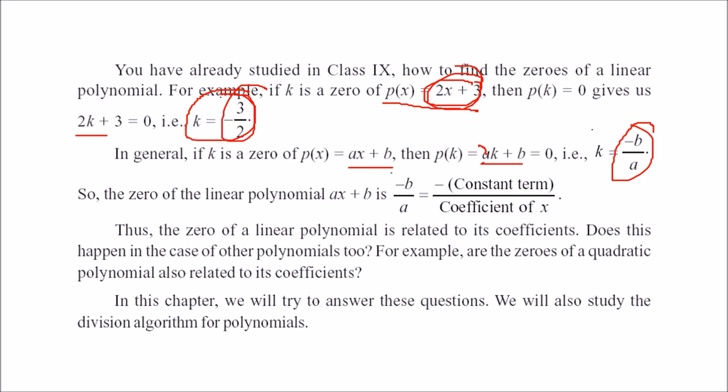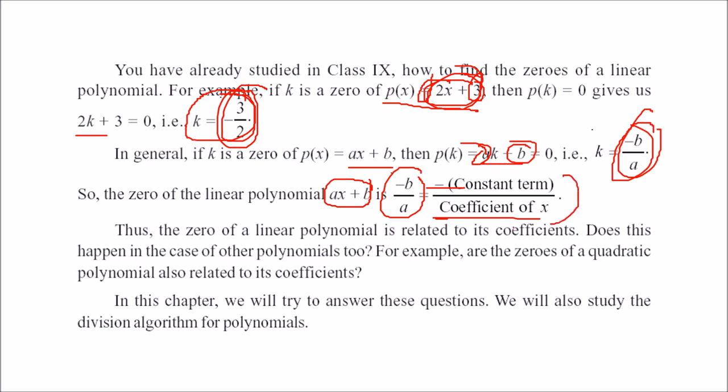So the zero of the linear polynomial ax plus b is nothing but minus b by a. That is the negative of the constant term, which is the 3 here, the b here, divided by the coefficient of x, which is the 2 here, the a here. So it is minus 3 by 2, and if you want to generalize it, it will be minus b by a. So the zero of a linear polynomial is related to its coefficients.